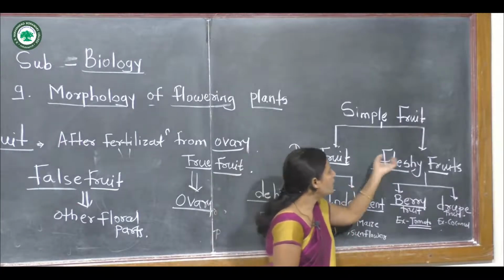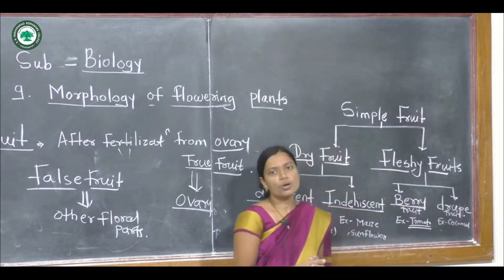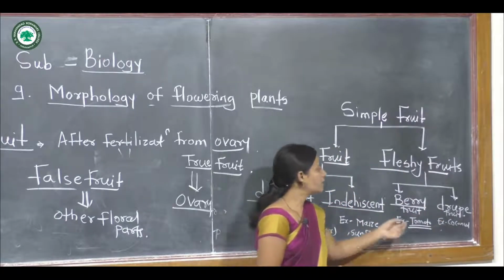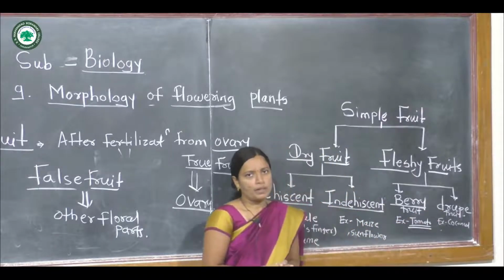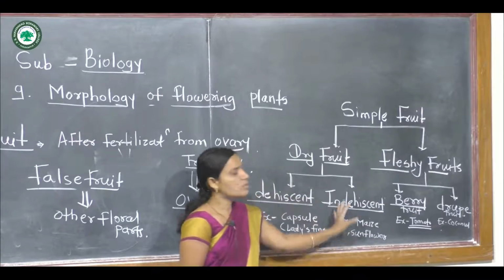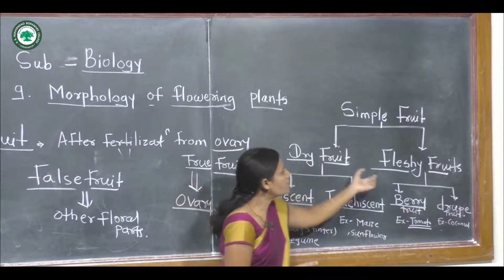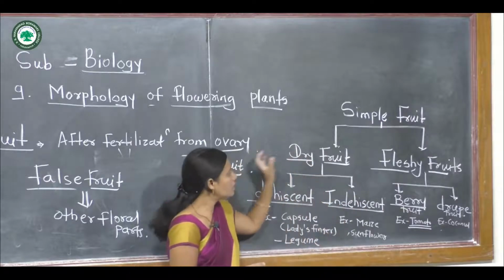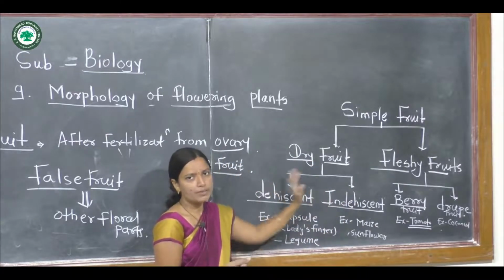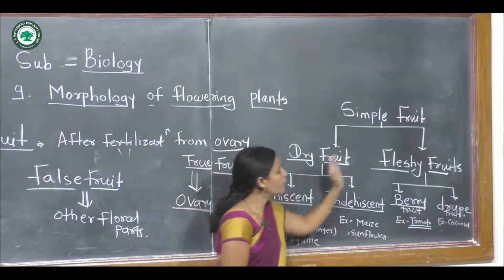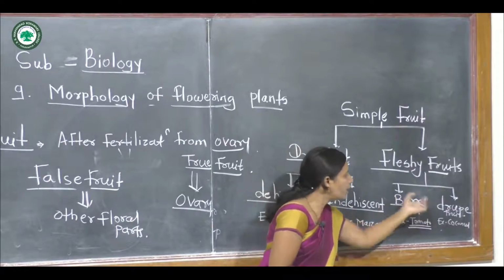Now the next type of fleshy fruit is the drupe fruit. For example, the coconut plant shows the drupe type of fruit. These are the types of simple fruits. Simple fruits are divided into dry fruits and fleshy fruits. Dry fruits are dehiscent or indehiscent, which are the two types of dry fruits. And fleshy fruits have two types, berry and drupe.